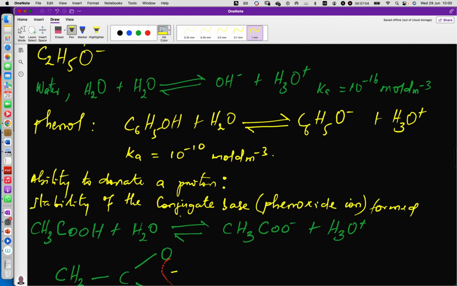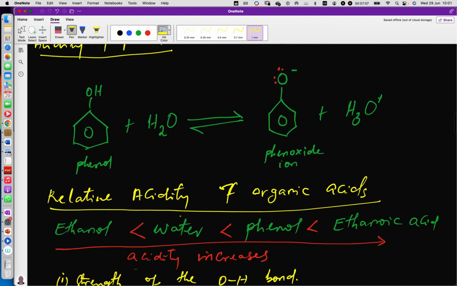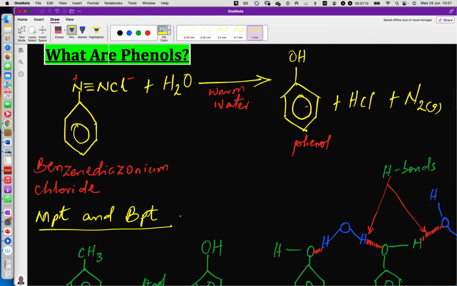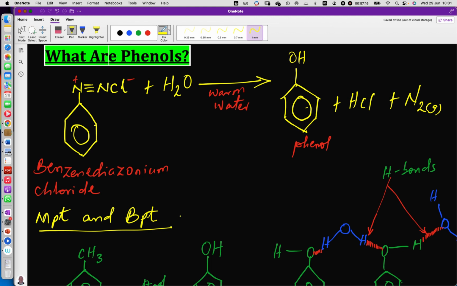A recap. From the onset I said a phenol compound is a compound that has a phenol group. These are benzene compounds with an OH group on them. And I went further to give you how phenols are produced. Phenols are produced from benzene diazonium salt, for instance, benzene diazonium chloride.